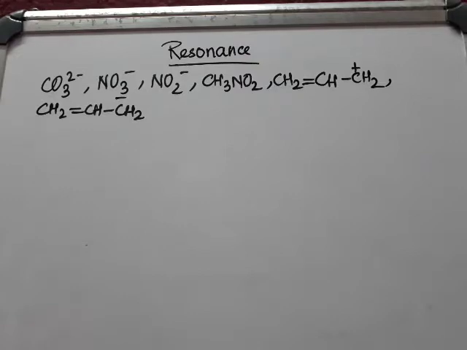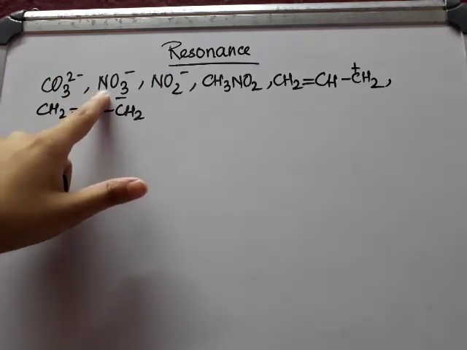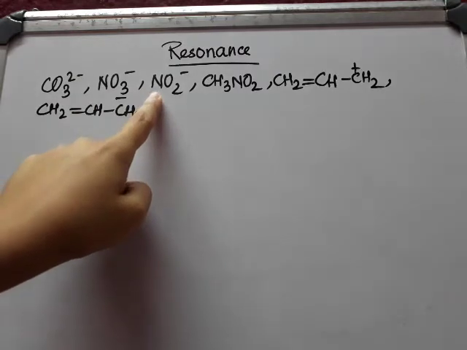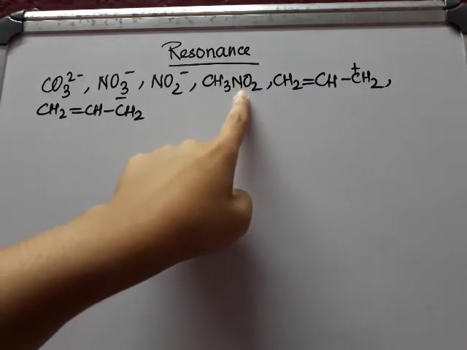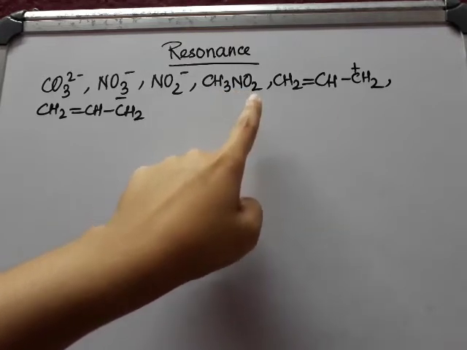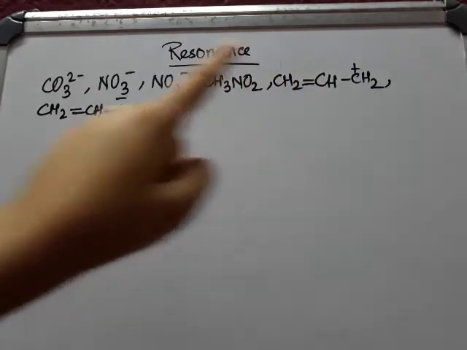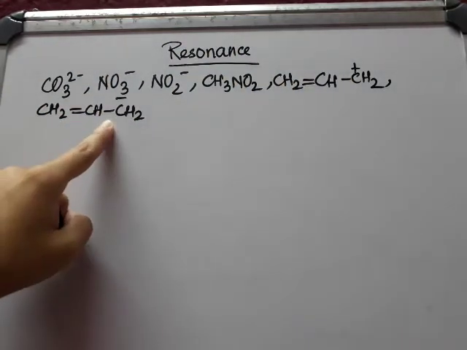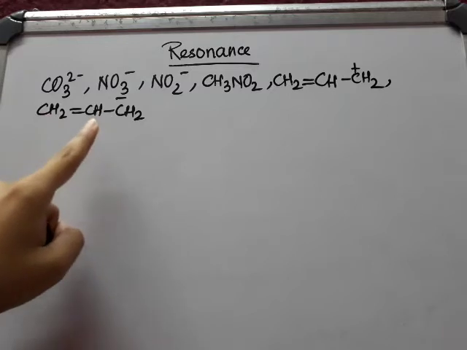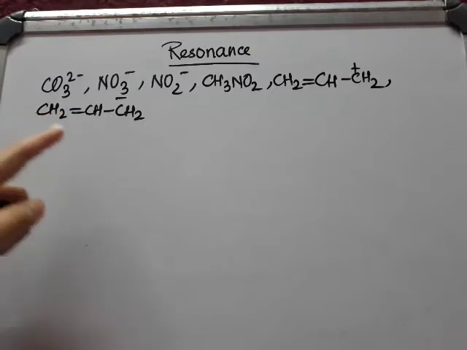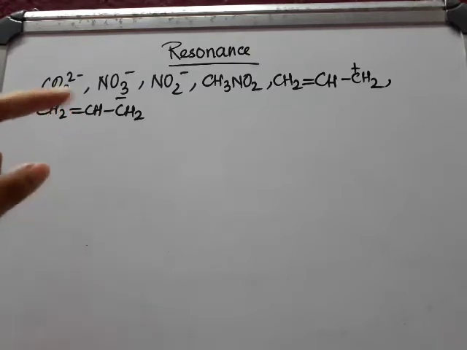Now experimentally it is found that the 3 carbon-oxygen bonds in carbonate, 3 nitrogen-oxygen bonds in nitrate, 2 nitrogen-oxygen bonds in nitrite, 2 nitrogen-oxygen bonds in nitromethane, 2 carbon-carbon bonds in allyl carbocation and 2 carbon-carbon bonds in allyl carbanion are the same. But here you can see that there are single bonds as well as double bonds.